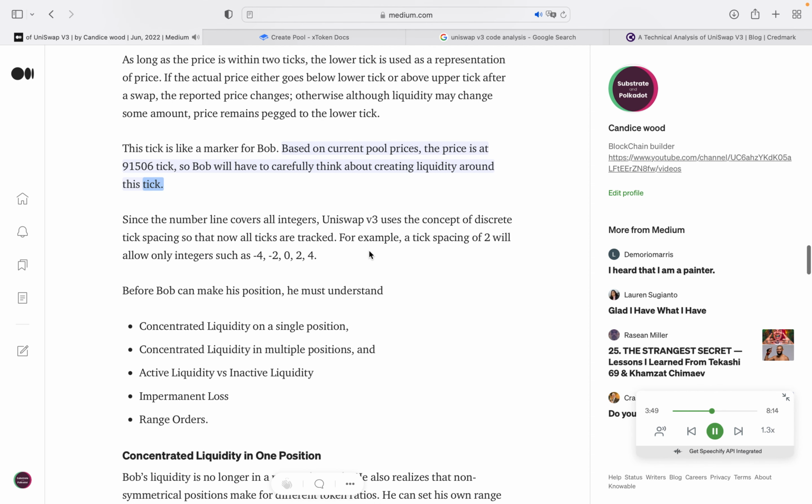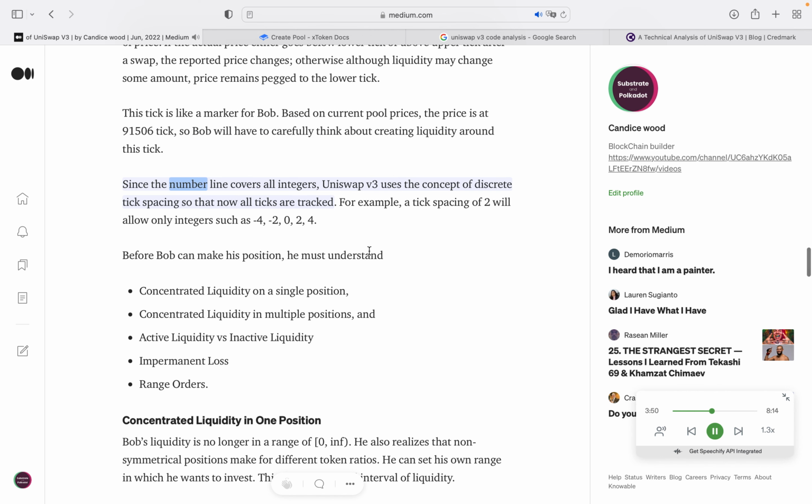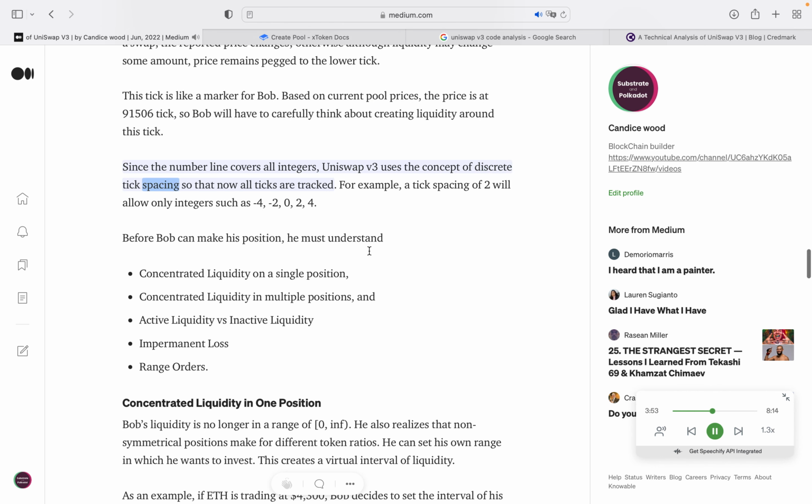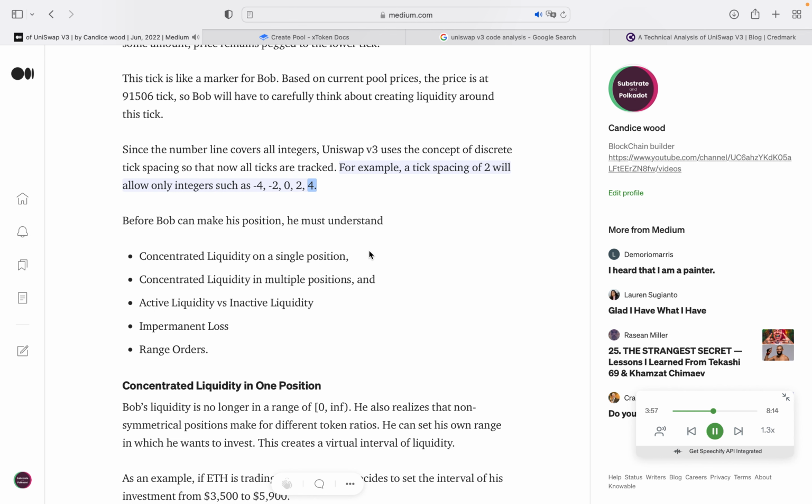Based on current pool prices, the price is at 91,506 tick, so Bob will have to carefully think about creating liquidity around this tick. Since the number line covers all integers, Uniswap v3 uses the concept of discrete tick spacing so that not all ticks are tracked. For example, a tick spacing of 2 will allow only integers such as -4, -2, 0, 2, 4.